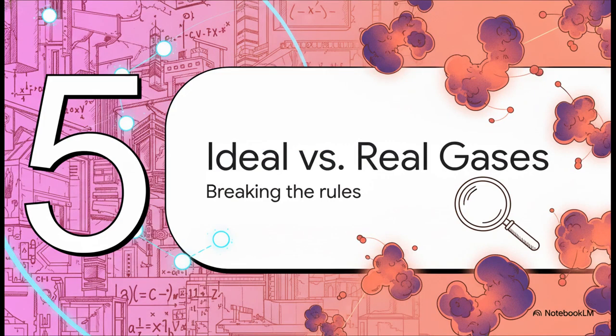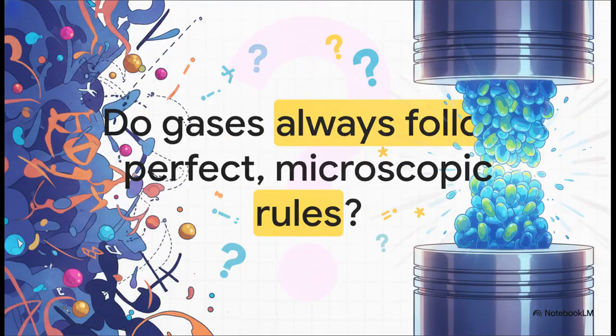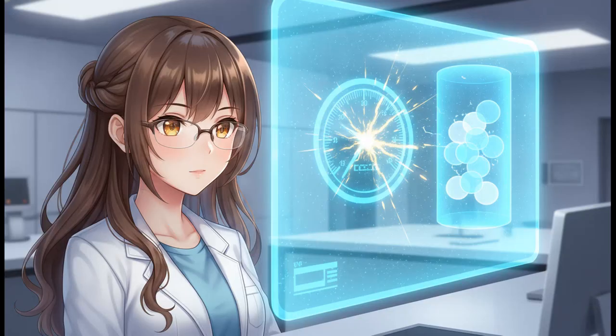Section 5. Ideal versus real gases. Breaking the rules. So far, we've built this incredibly pristine, perfect mathematical architecture of chaos. We've assumed point-like molecules that never, ever attract each other. But do gases actually play by these perfect rules in the messy reality of the physical world? What happens when we compress them so intensely, squishing the molecules so close together that they're on the literal brink of turning into liquids? To answer that, we have to talk about Thomas Andrews' famous experiment on carbon dioxide.